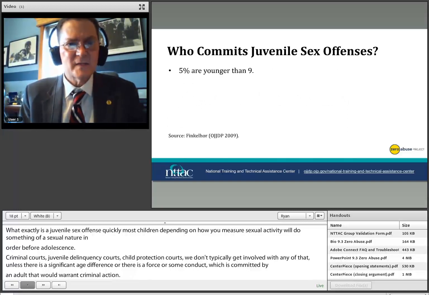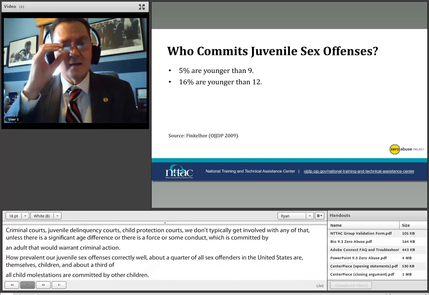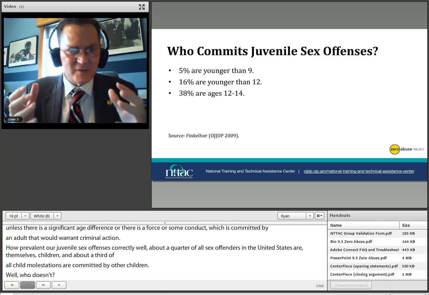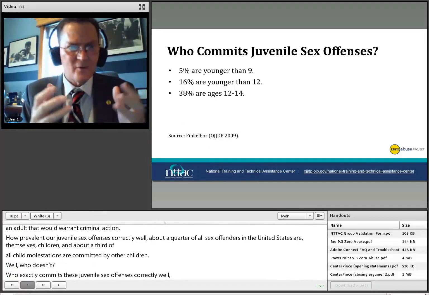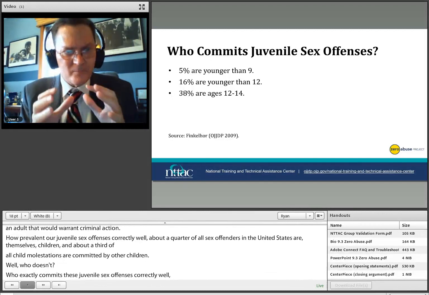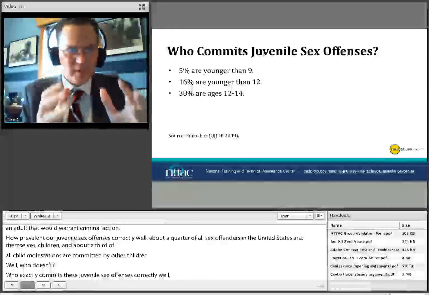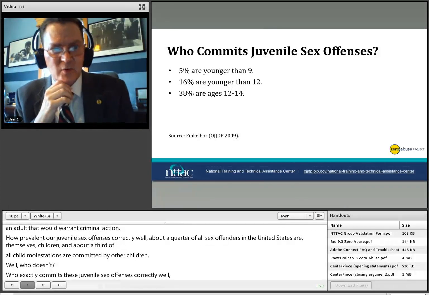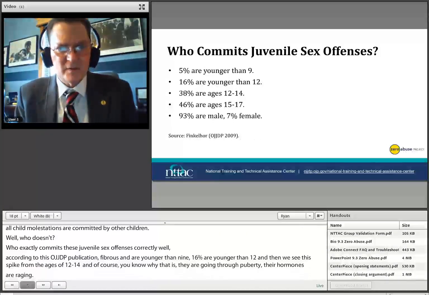Well, who exactly commits these juvenile sex offenses? According to this OJJDP publication, 5% are younger than 9, 16% are younger than 12, and then we see this spike from the ages of 12 to 14. And of course, you know why that is. They're going through puberty. Their hormones are raging. So if I want to prevent juvenile sexual offenses in my community, I would target my prevention initiatives for adolescent children, perhaps adolescent boys. We'll talk more about that in a minute.